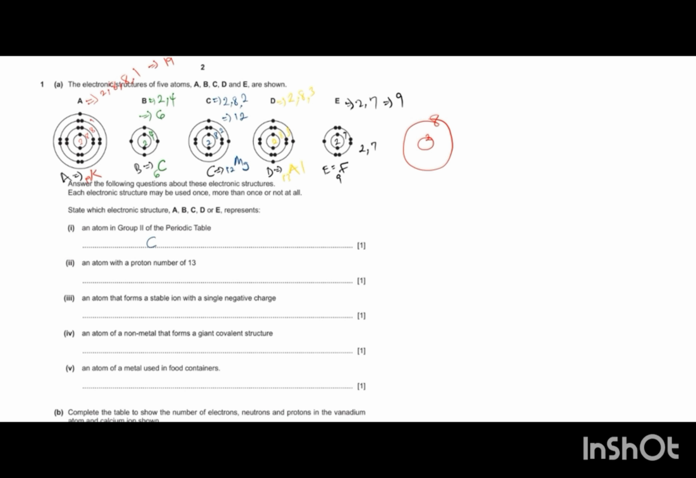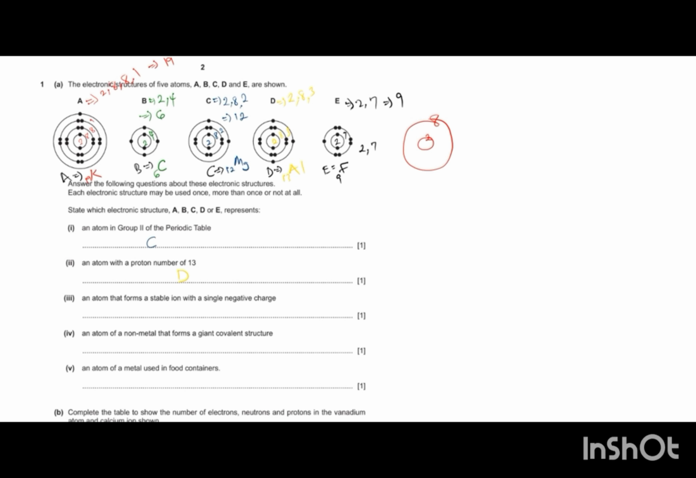Now an atom with proton number of 13, that is D. You can see here 2, 8, 3. That is the electronic configuration. That is D.